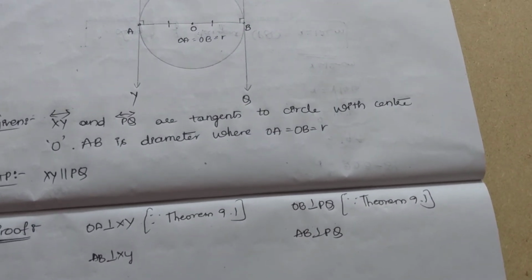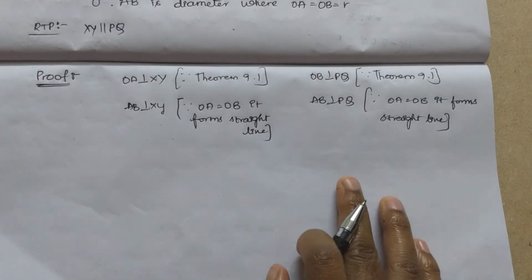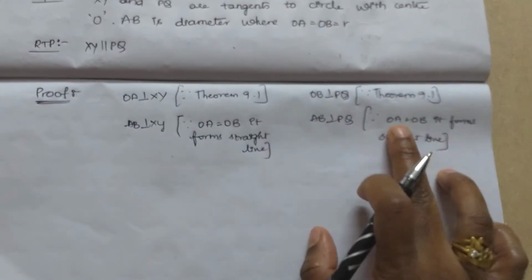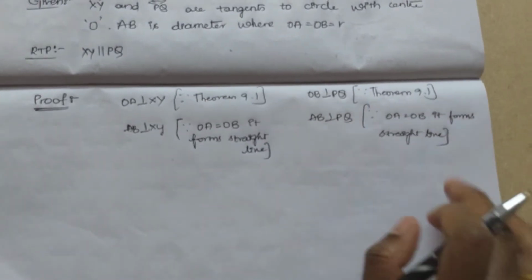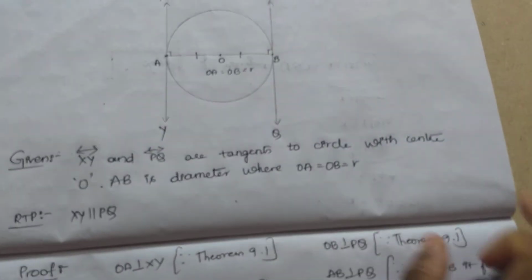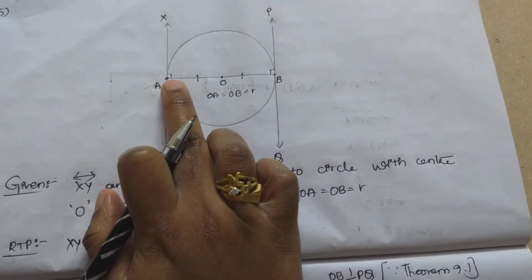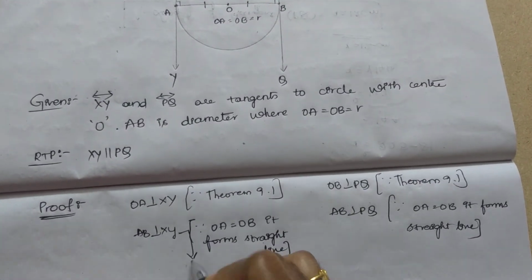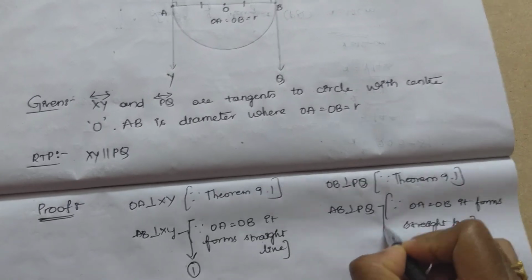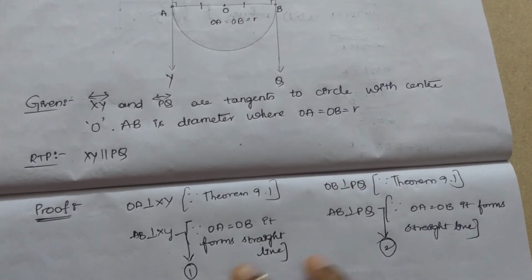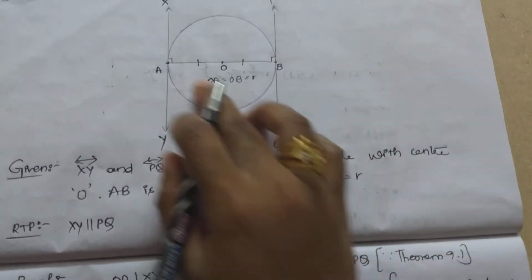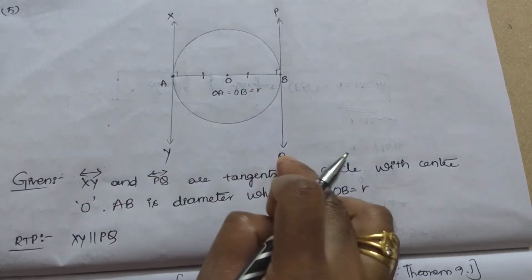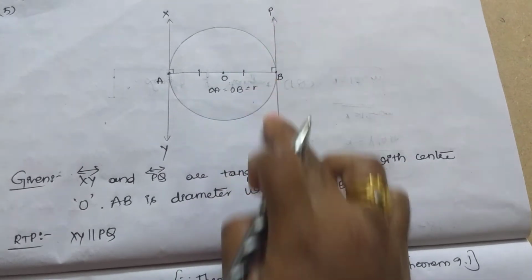So in the reason, what will you write? See here, OA equals OB, it forms a straight line, and here also OA equals OB, it forms a straight line. So when you see here in the figure, I will write this as equation 1 and this as equation 2. Now let's see in the figure here. The first equation is AB is perpendicular to XY. The second equation is AB is perpendicular to PQ.